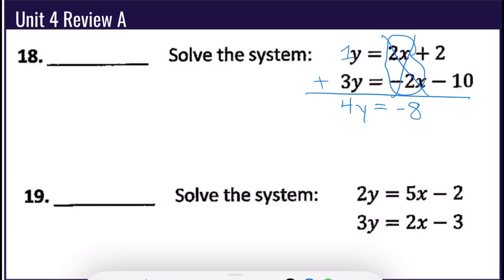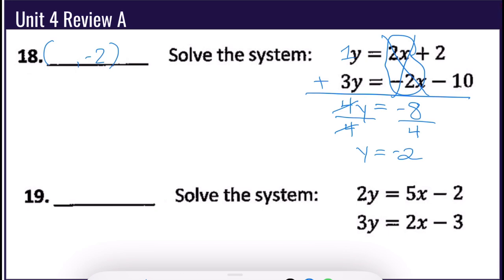If I want to get rid of this 4, the 4 and the y are being multiplied, so I need to divide by 4, and that will cancel it out. And I'll divide by 4 to keep it equal, and I get y equals negative 2. So the first half of my answer is negative 2.